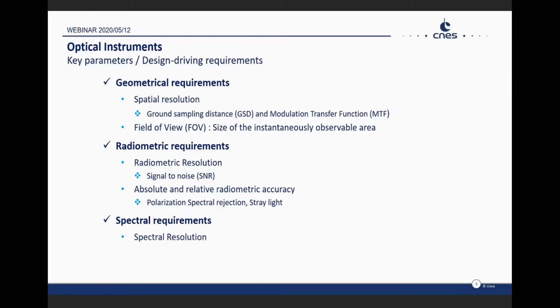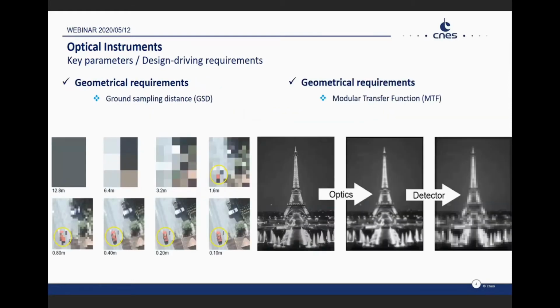Photos speak for themselves. On the left, the eight photos illustrate the effect of different image sampling, GSD. The final GSD results from optical cutoff and sensor cutoff. For imagery applications, we are looking obviously for the smallest GSD. Actually, observation civil satellites have a GSD between 50 and 70 centimeters.